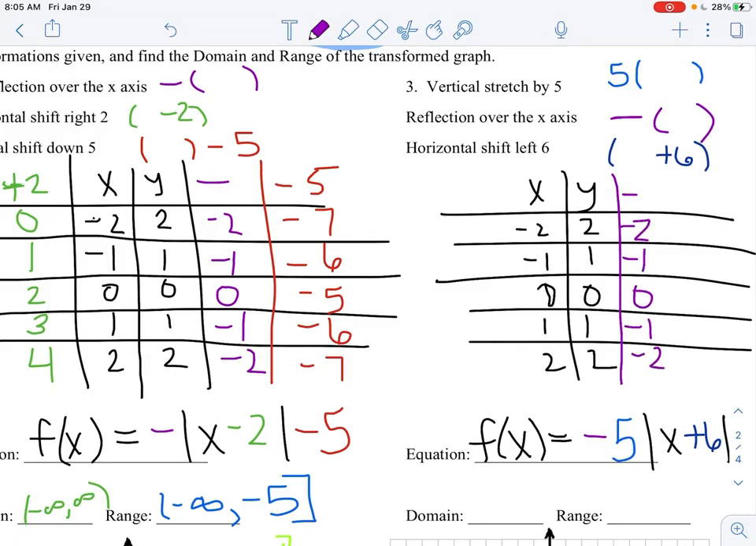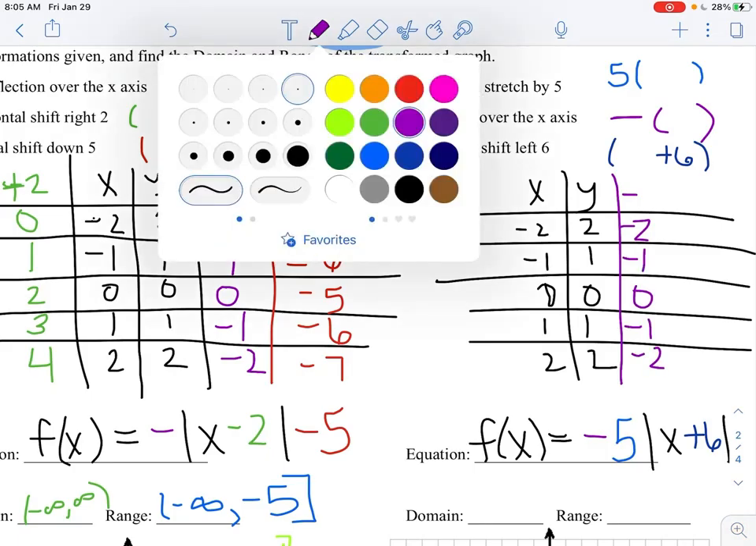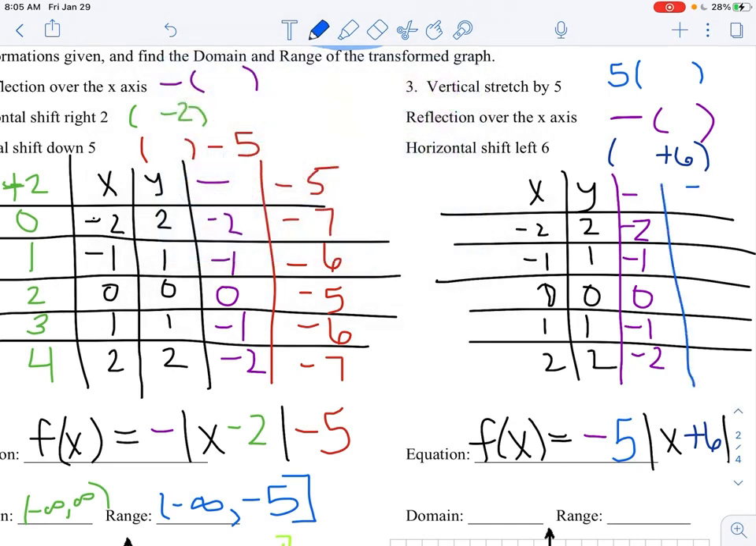Okay. Now I have my times 5, which is on the outside, so it's going to deal with my y values. So I got -10, -5, 0, -5, -10.